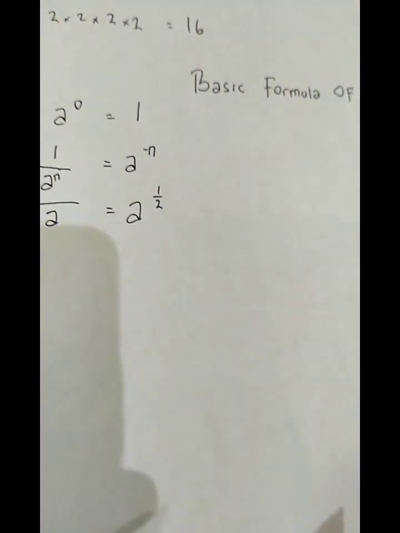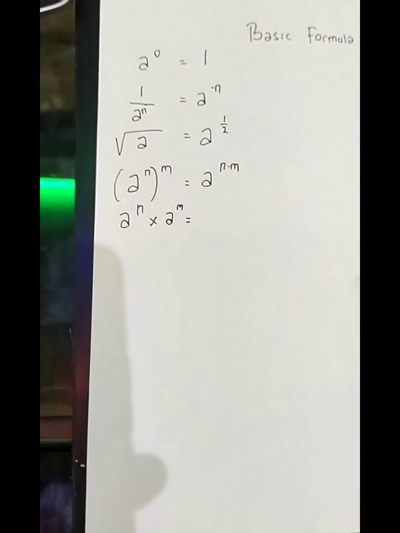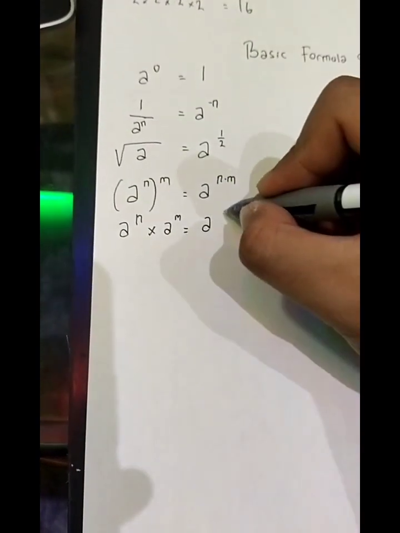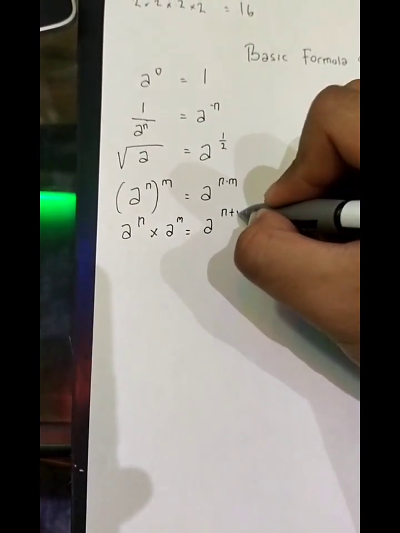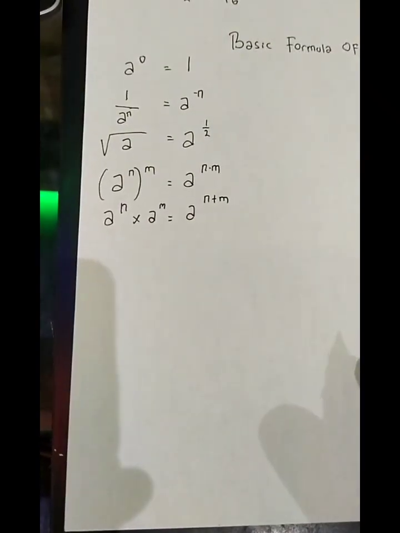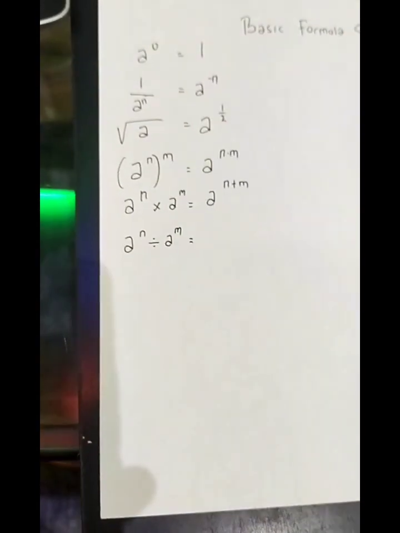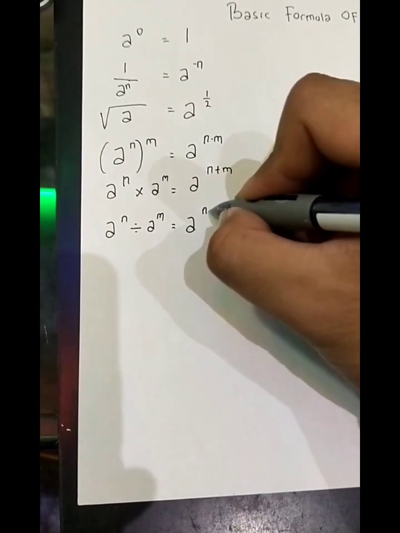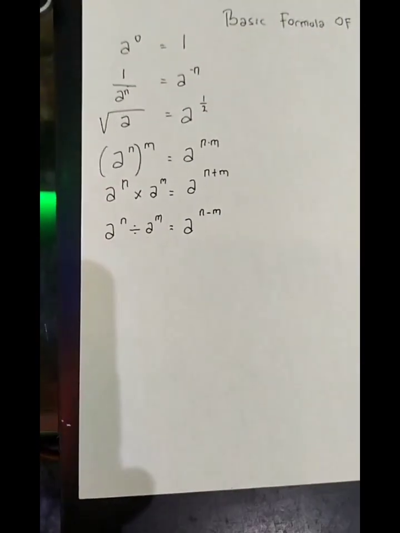And then the next one, it is important to remember the operations. a raised to the power of n times a raised to the power of m equals a raised to the power of n plus m. And then a raised to the power of n divided by a raised to the power of m equals a raised to the power of n minus m.